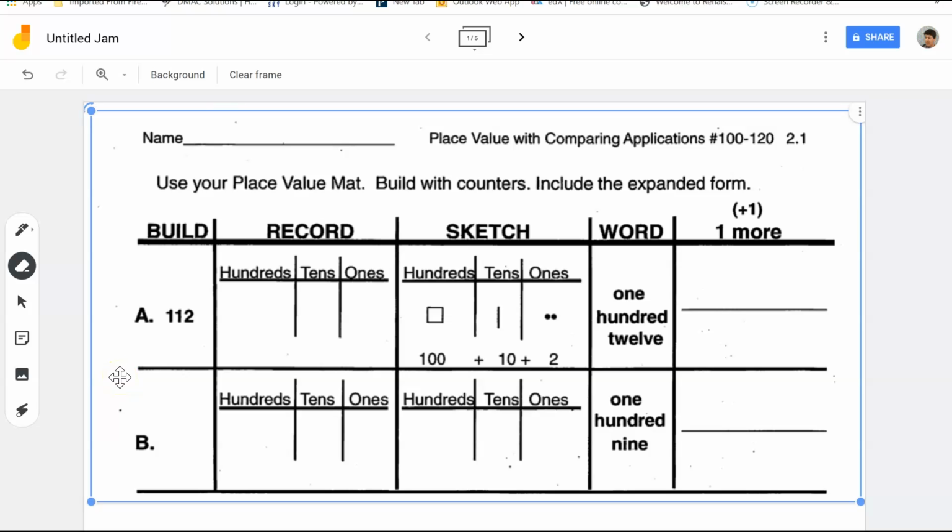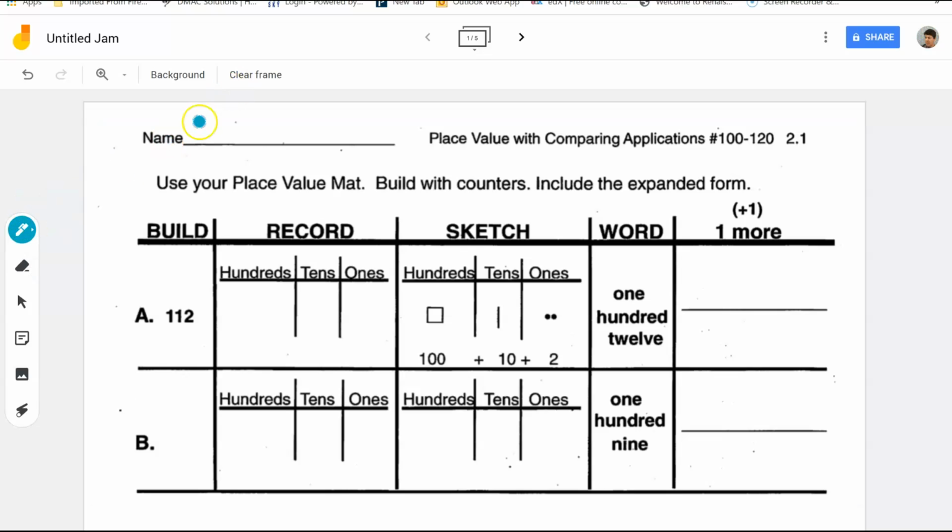Okay guys, we're gonna start by writing our name. So I select the pen first and then I write my name.